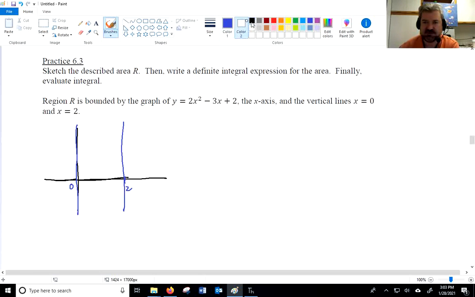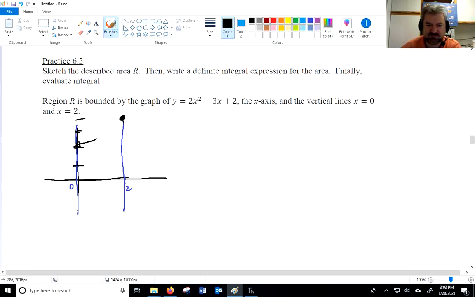Now, if you plug in a 0 to this equation, you will get 2. I wanted to switch colors here. There we go. So 1, 2. Now if I plug in 2, I'd get 4 times 2 is 8, minus 6 is 2, plus 2 is 4.